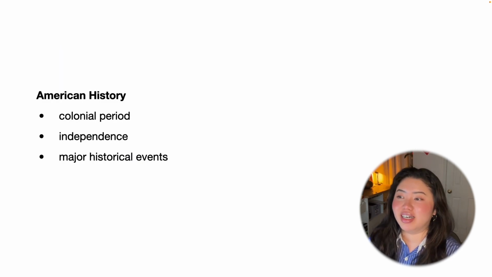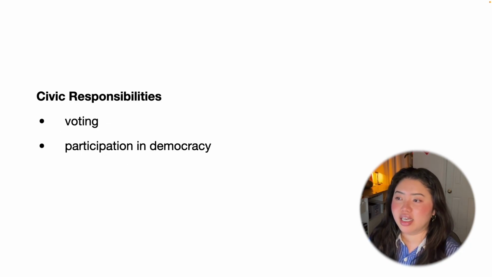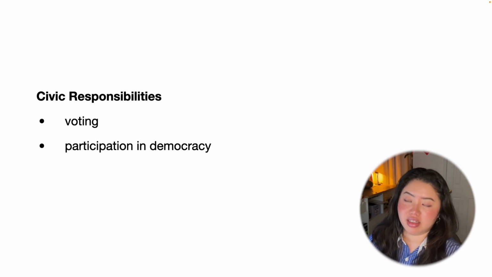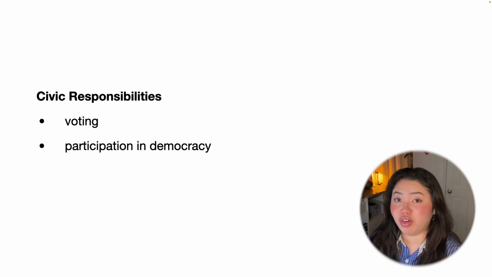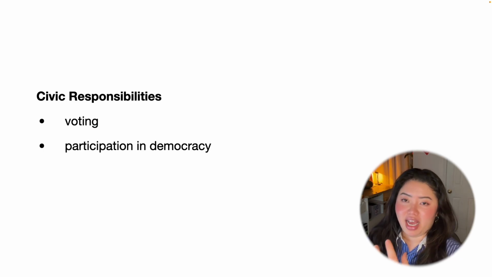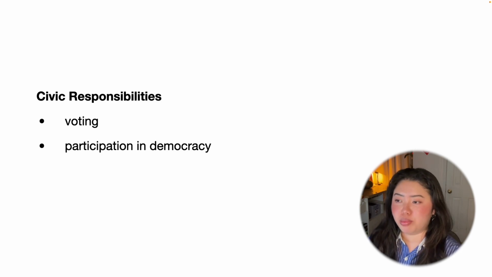Here's another area, American history. So when it comes to American history, we have colonial period, independence, and major historical events. All of these will belong into the American history category. Next, civic responsibilities. Voting. If you're a citizen, they like to encourage you to vote. And that is a participation in democracy. There's also other ways to participate in democracy.